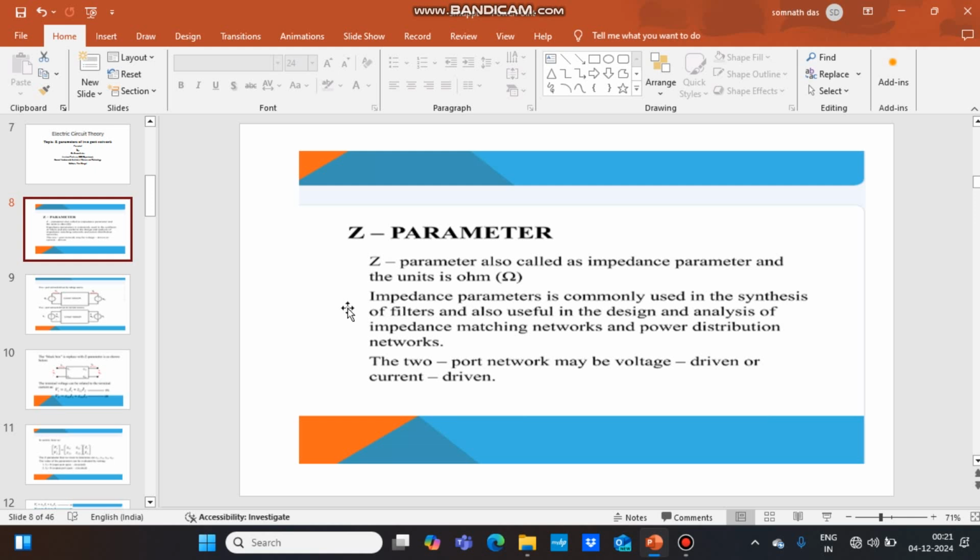It is called impedance parameter because the different Z parameter values are calculated by dividing the voltage by current. We know if you divide the voltage by current, we get the impedance. Impedance parameters are commonly used in the synthesis of filters, and are also useful in the design and analysis of impedance matching networks and power distribution networks.